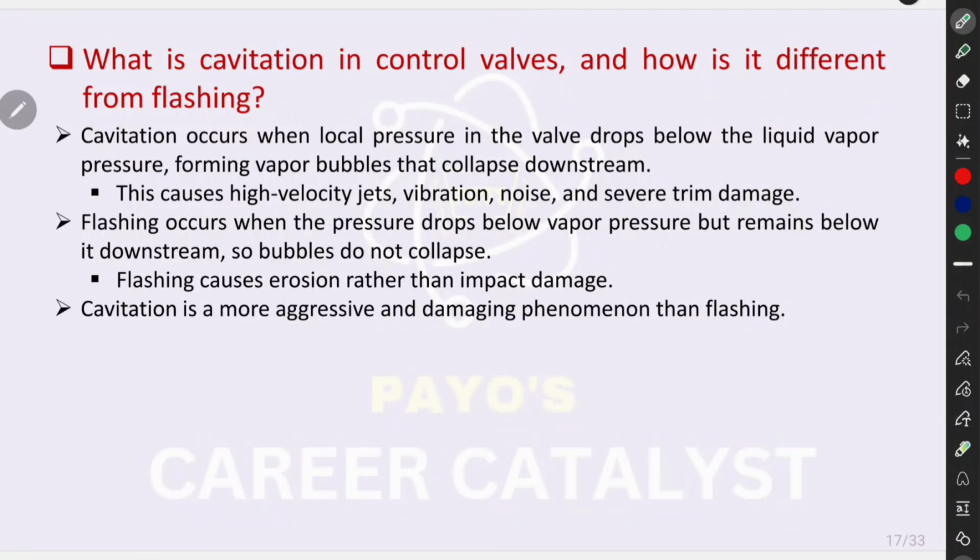What is cavitation in control valves, and how is it different from flashing? Cavitation occurs when local pressure in the valve drops below the liquid vapor pressure, forming vapor bubbles that collapse downstream. This causes high velocity jets, vibration, noise, and severe trim damage. Flashing occurs when pressure drops below vapor pressure but remains below it downstream, so bubbles do not collapse. Flashing causes erosion rather than impact damage. Cavitation is a more aggressive and damaging phenomenon than flashing.